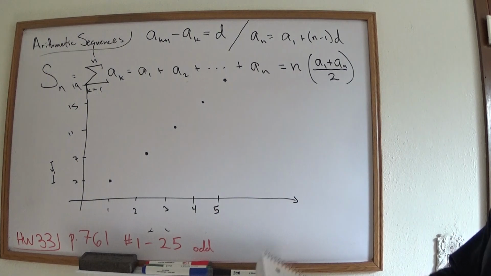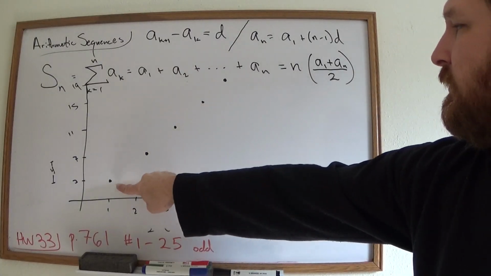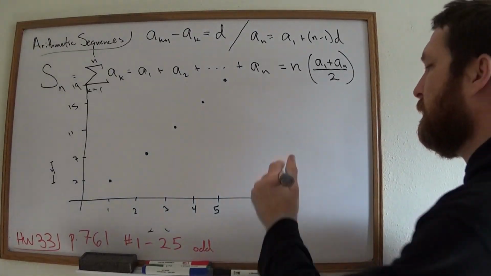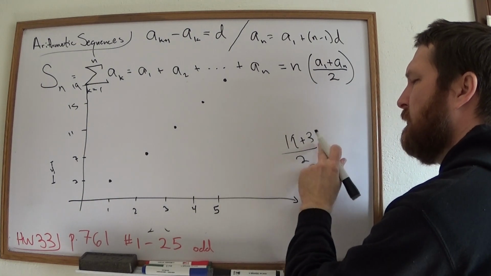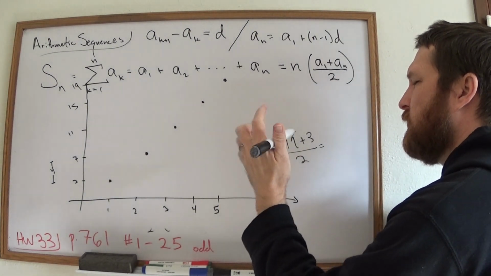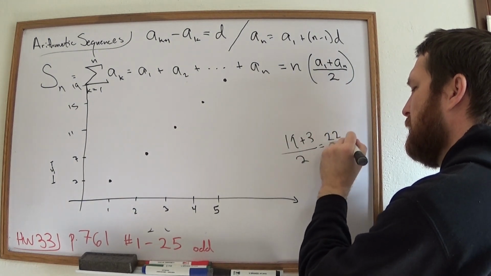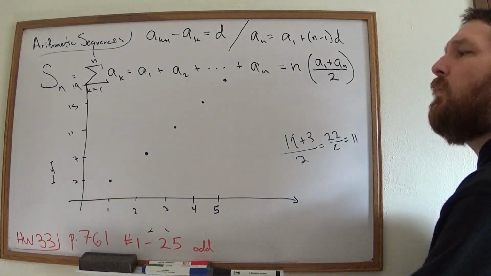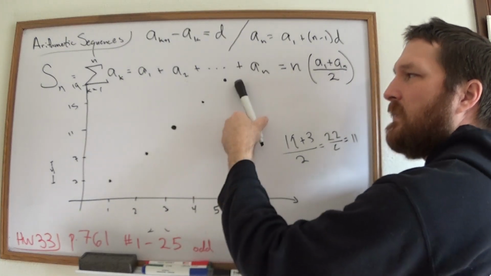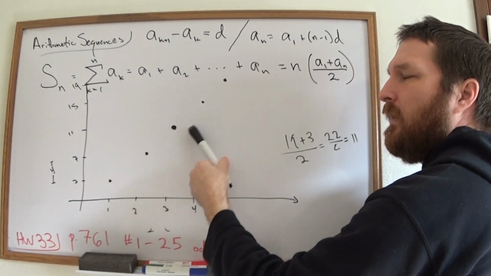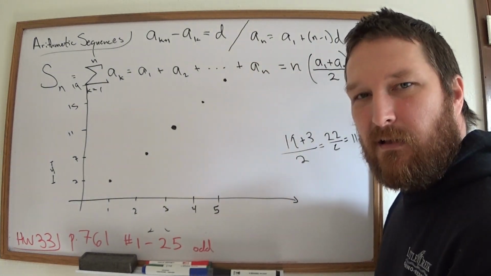Okay. So what this says is take the average of that number and that number. So 19 plus 3 over 2. 19 plus 3, 19, 20, 21, 22, over 2. 22 over 2 is 11. And 11, hey, what do you know? It happens to be that one right there. Because I chose an odd number of terms, it works out that, yeah, it is one of those points.